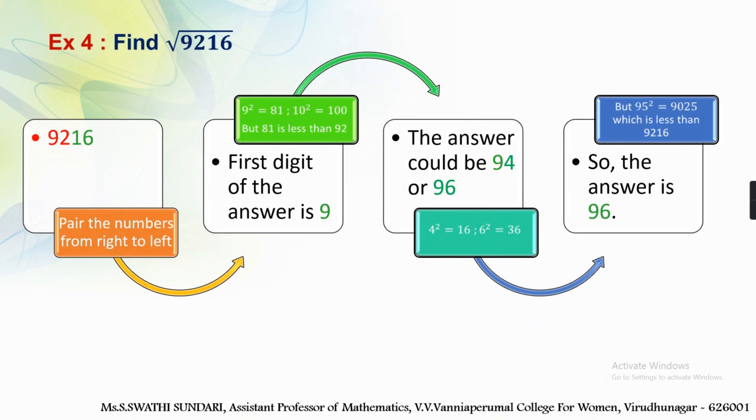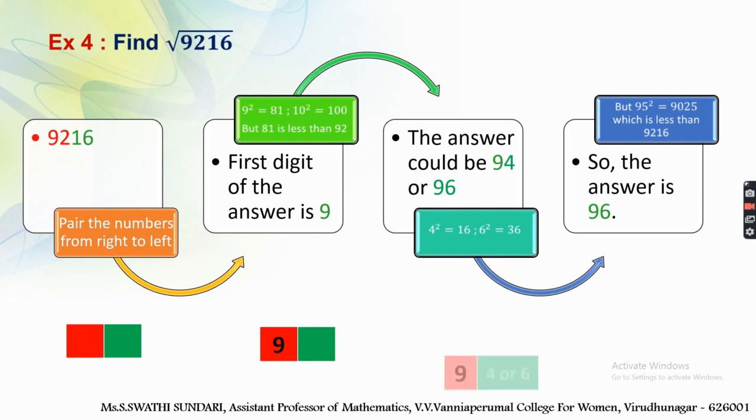And in a similar way, we have to find the square root of 9216. In step 1, we pair the numbers, that are 92 and 16. First we find the perfect square nearest to 92: 9 squared is 81 and 10 squared is 100. Here 81 is less than 92, so the first digit of the number will be 9. And here the second pair ends with 6. So the perfect squares which end with 6 are 4 squared is 16 and 6 squared is 36. So the answer should be 94 or 96.